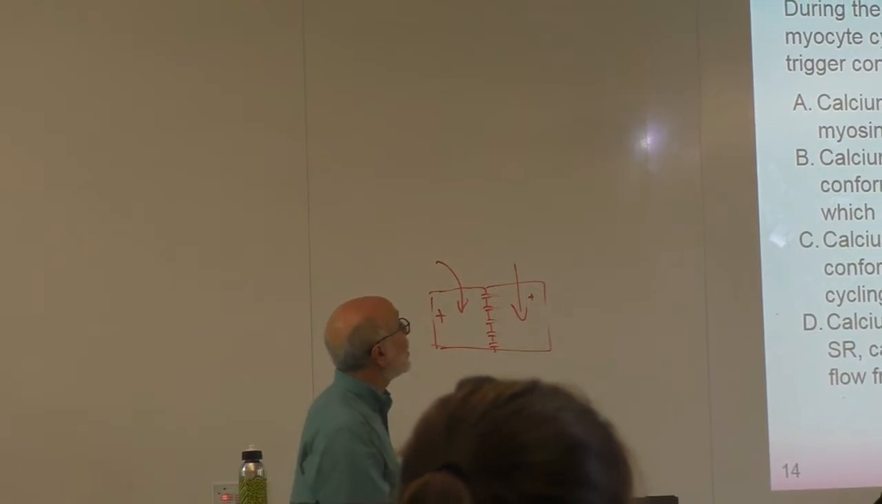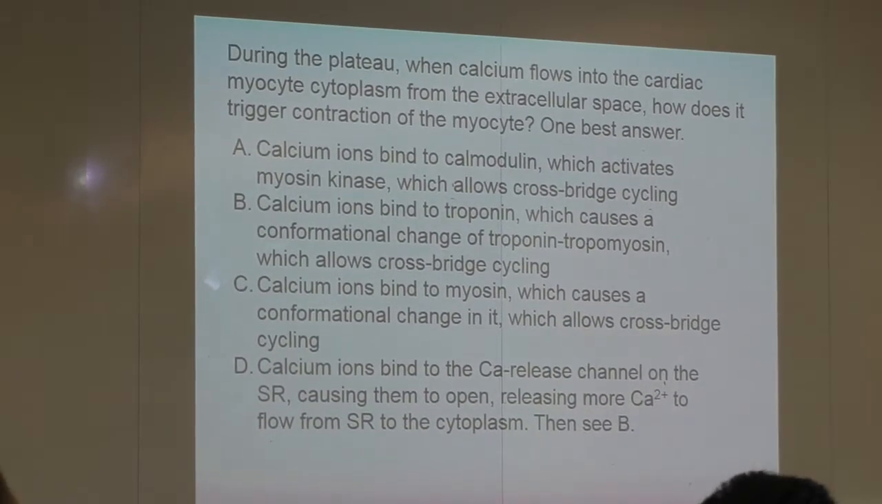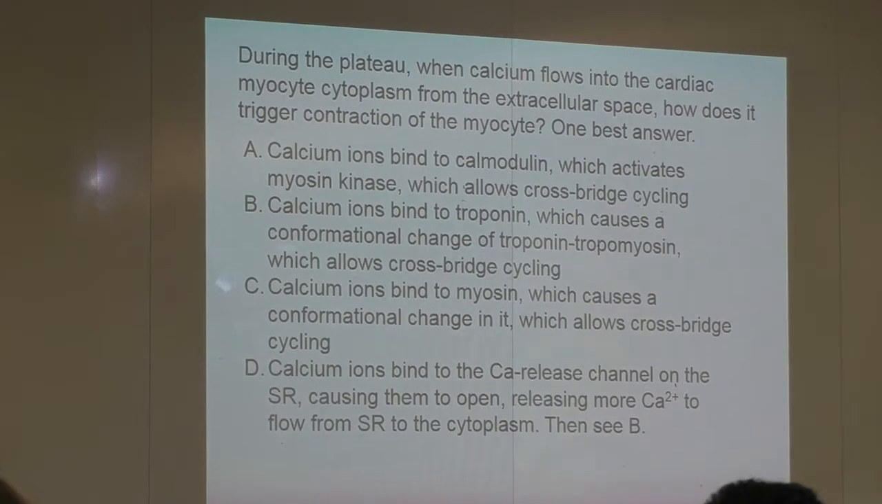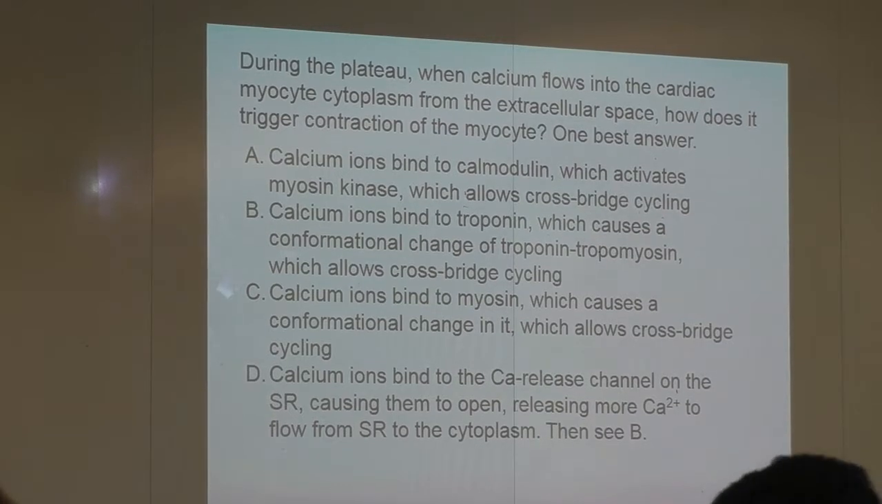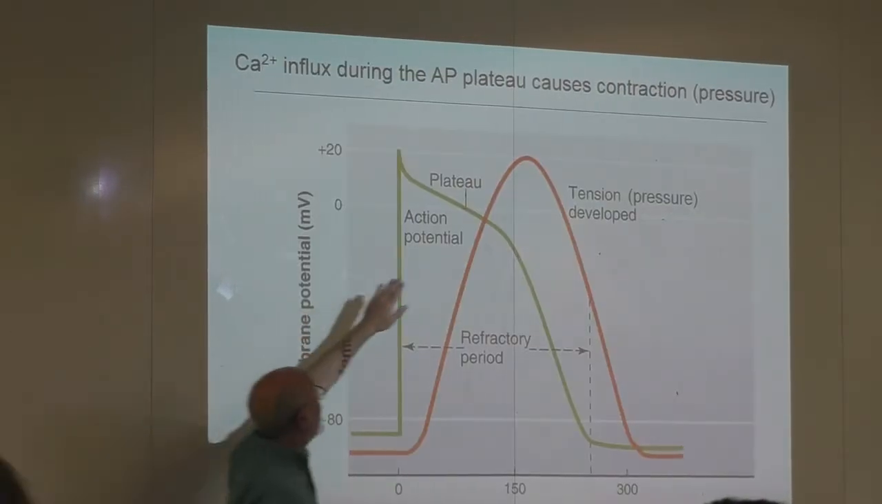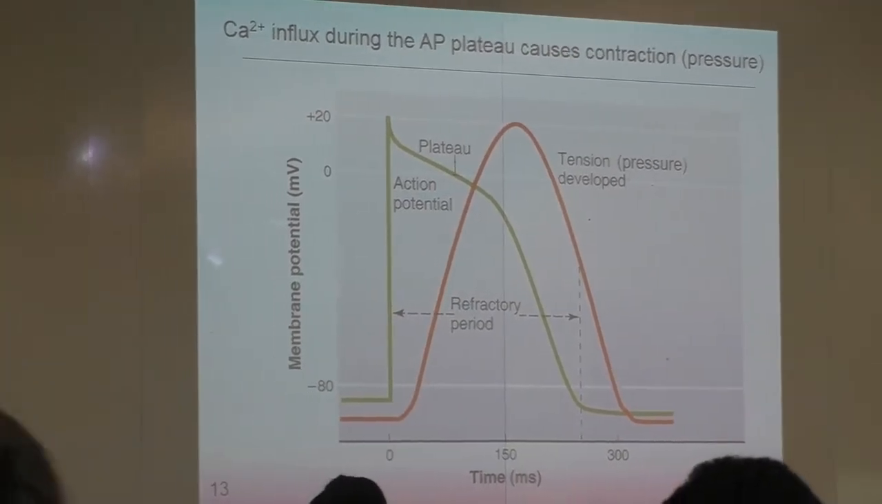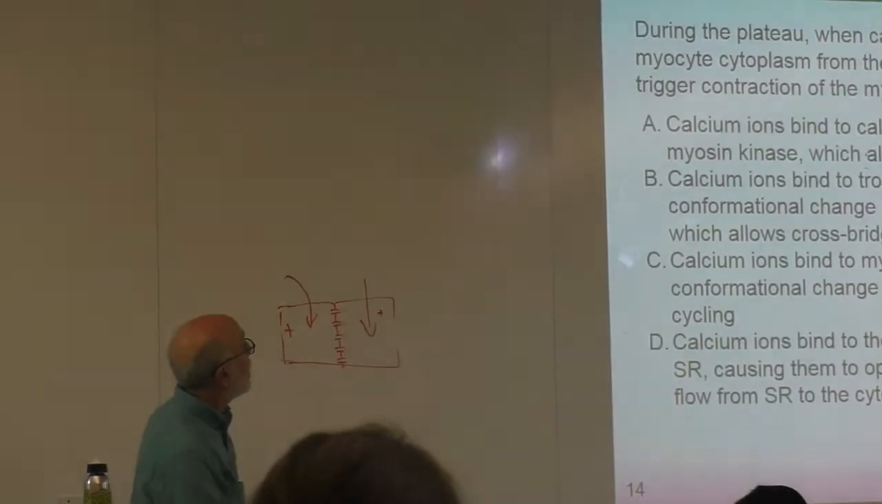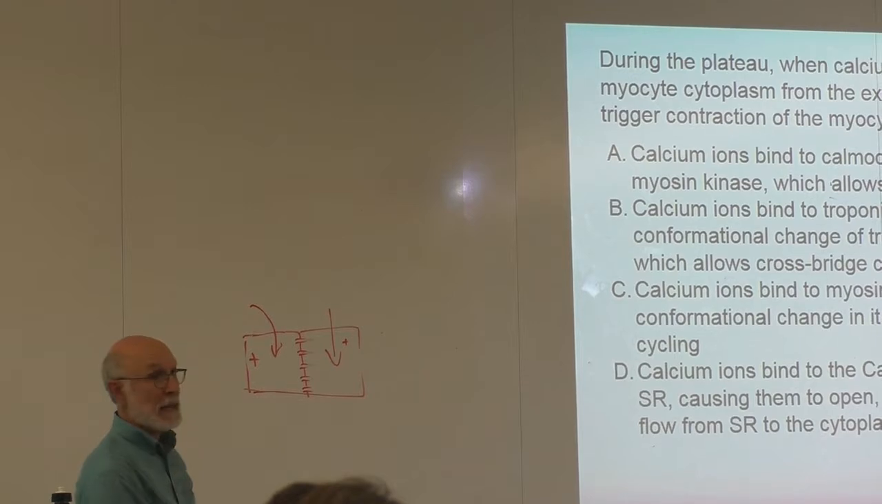Okay, so let's do another clicker. During the plateau, when calcium flows into the cardiac myocyte from the extracellular space, how does it trigger contraction of the myocyte?